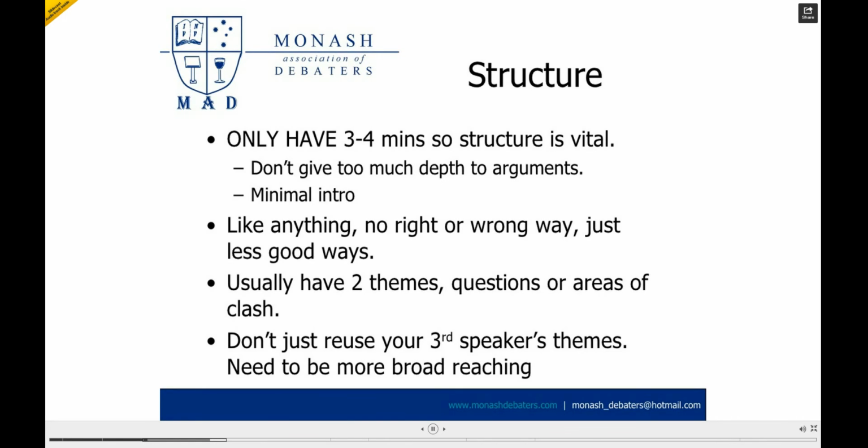You've got 3 or 4 minutes, and it's like the last thing that happens in the debate. And sometimes debates can actually be won on these replies, so structure is really important so that you get the most out of these 3 to 4 minutes. So basic things I'm going to say about this.